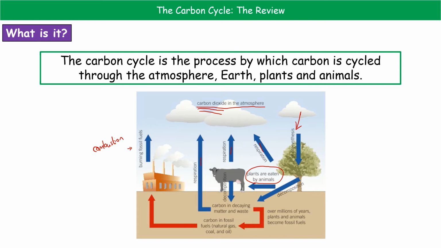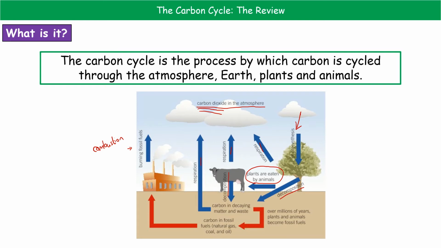With both our plants and animals, you can see we do have another process here, which is decomposition. So basically living things die, and when they do, they decompose. And because of that decomposition carried out by bacteria and fungi, they will also be carrying out respiration at that time, which releases carbon dioxide to the atmosphere.